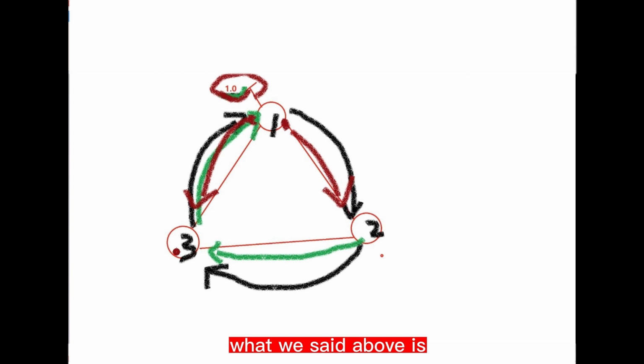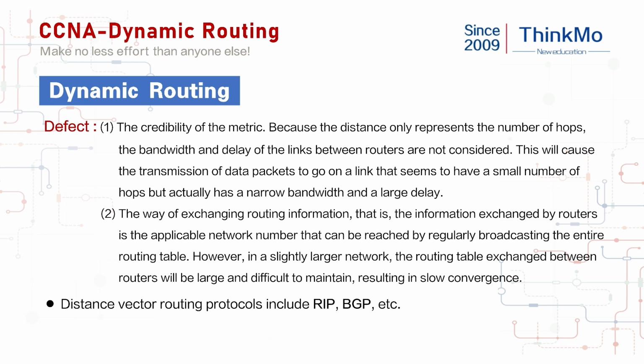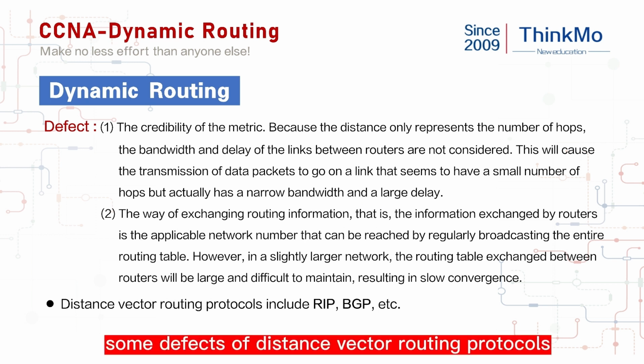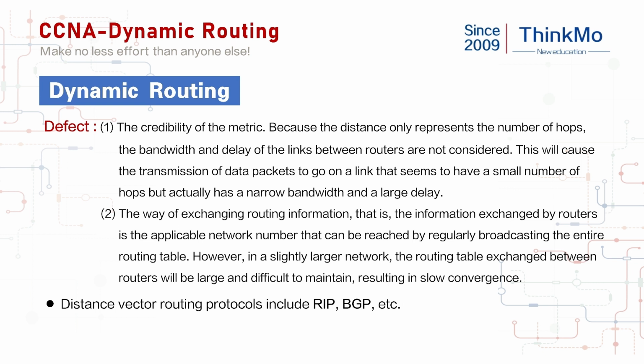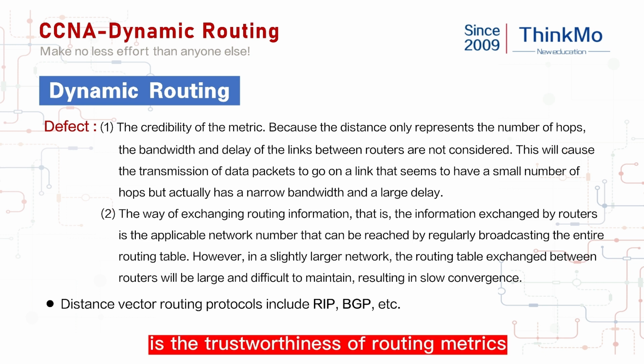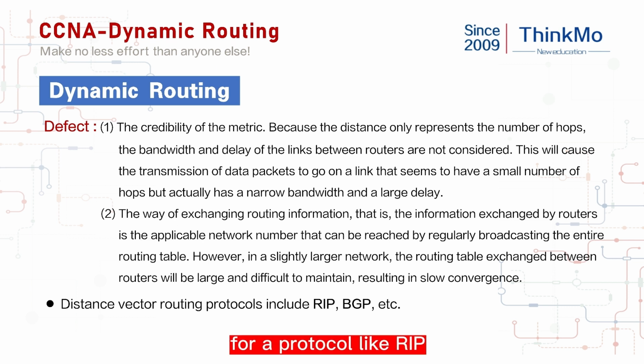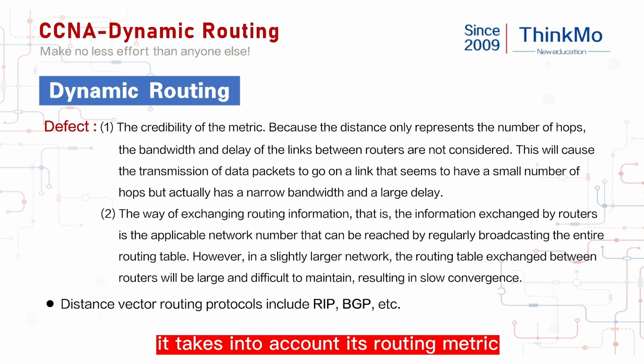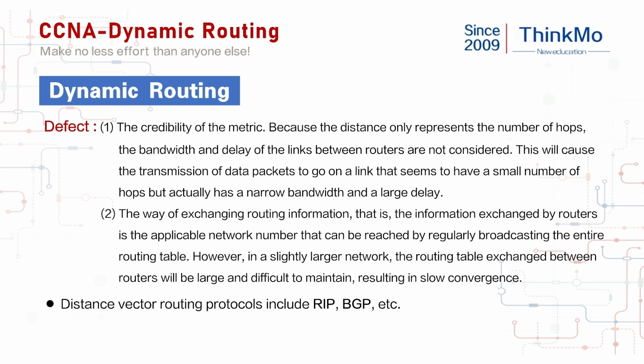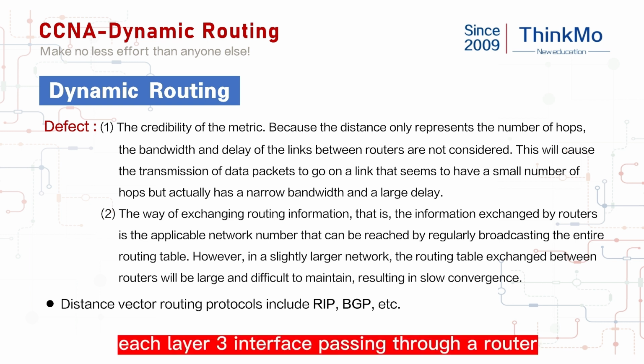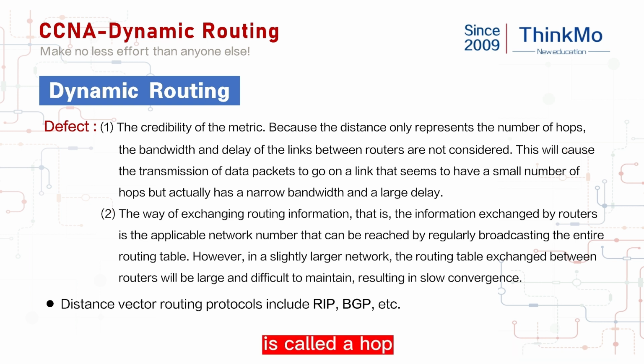What we said above is several characteristics of distance vector routing protocols. Let's move on to some defects of distance vector routing protocols. The first thing to mention is the trustworthiness of routing metrics. For a protocol like RIP, it takes into account its routing metric, just think about one thing: hop count. Each layer 3 interface passing through a router is called a hop.